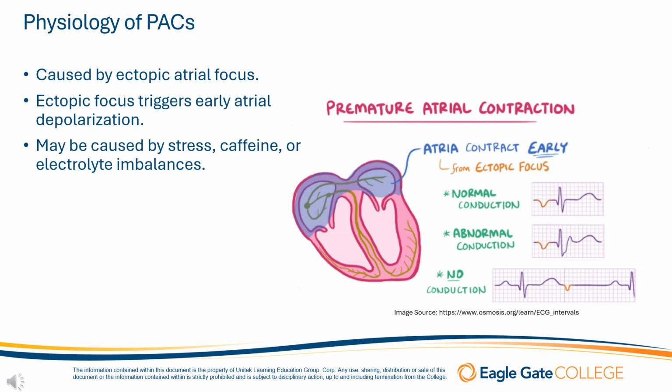Electrolytes like potassium, calcium, and magnesium play crucial roles in the electrical activity of the heart. Imbalances in these electrolytes can disrupt normal cardiac function and promote the development of ectopic foci. For instance, low potassium levels, hypokalemia, can increase the risk of PACs by affecting the stability of the cardiac cell membrane.